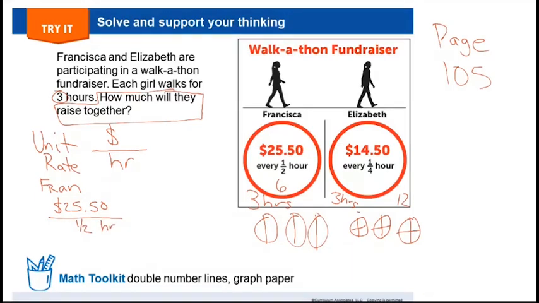And at this point, this is when I said you can go ahead and stick it into the calculator. You take the 25.50 and divide it by one half, put that in the calculator, and you get $51 per hour.